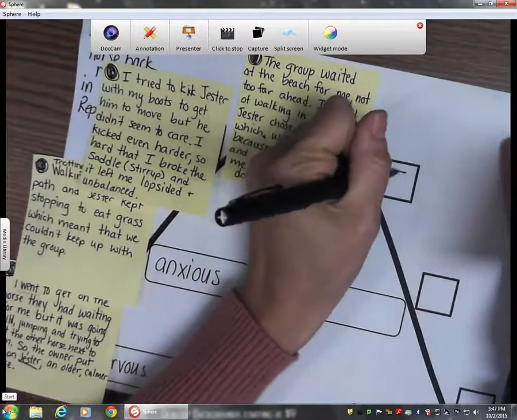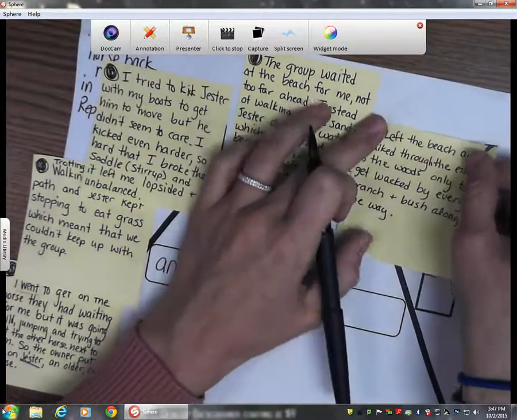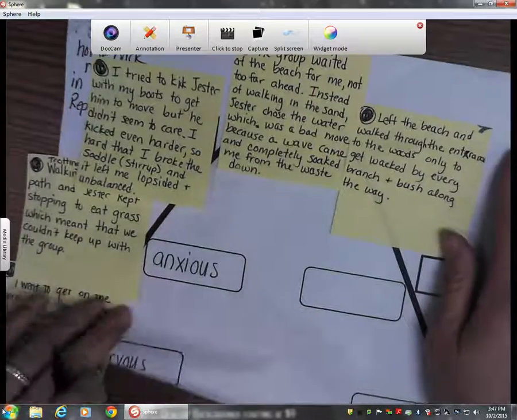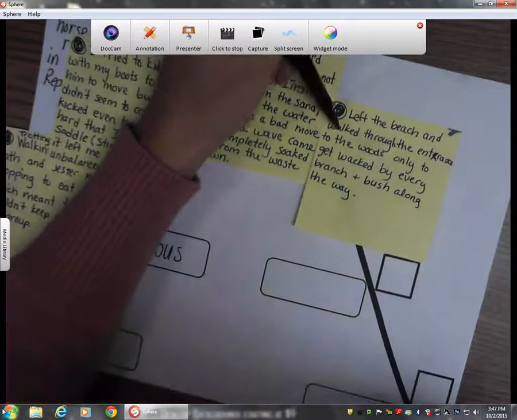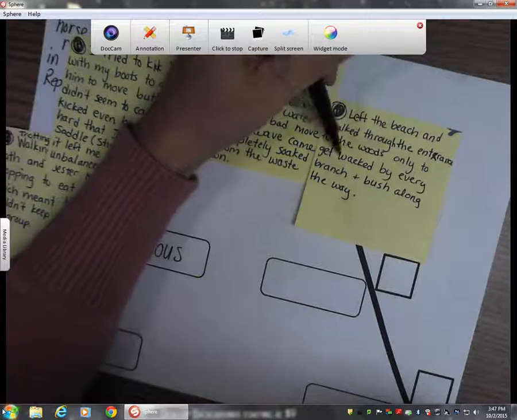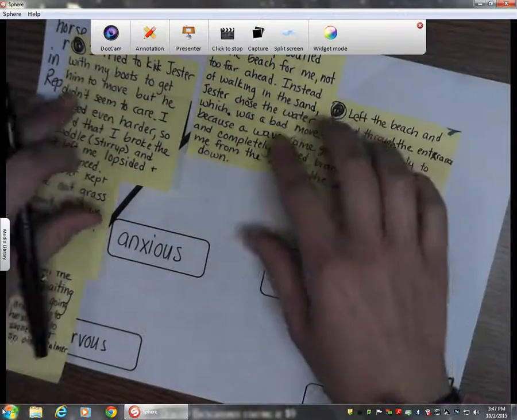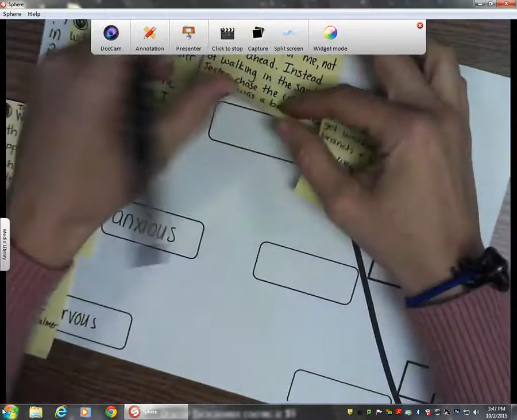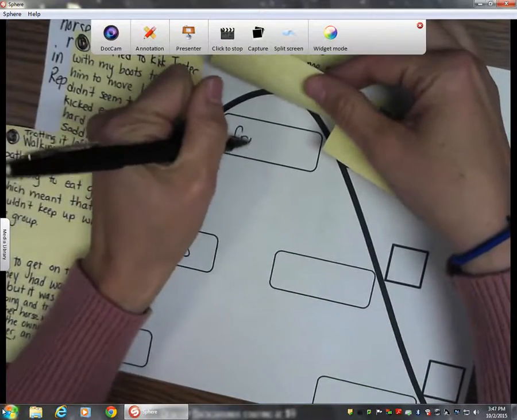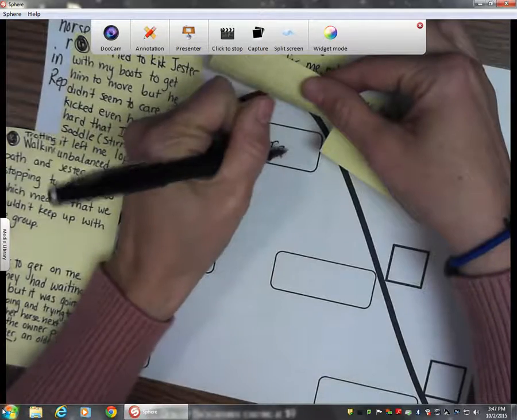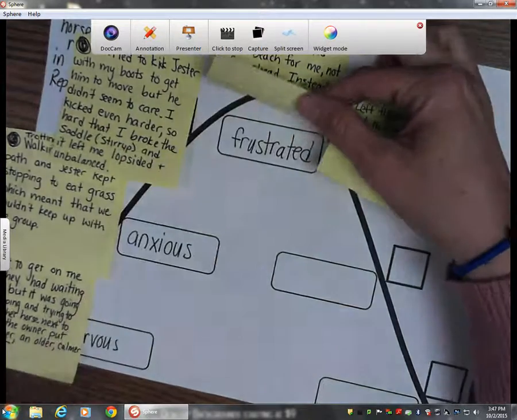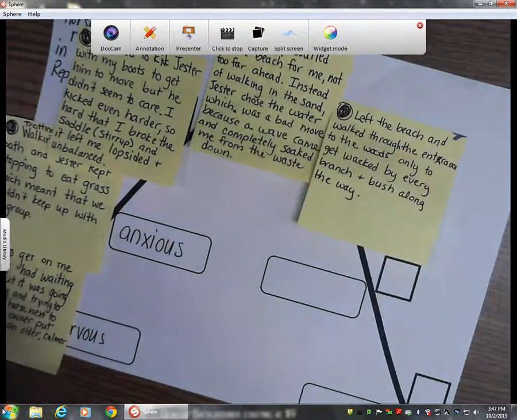Okay, my fifth event. I left the beach and walked through the entrance to the woods only to get whacked by every branch and bush along the way. And for these three top events, I was feeling very frustrated. So that's my feelings.